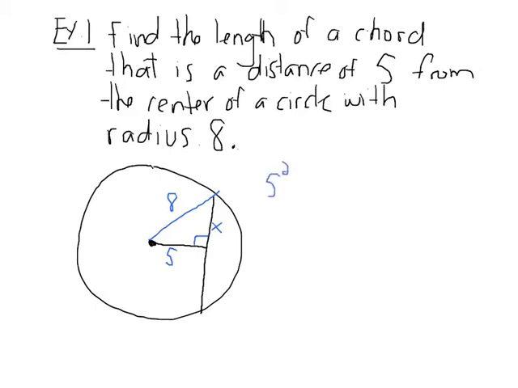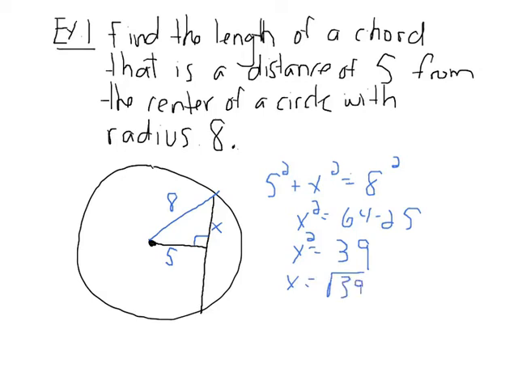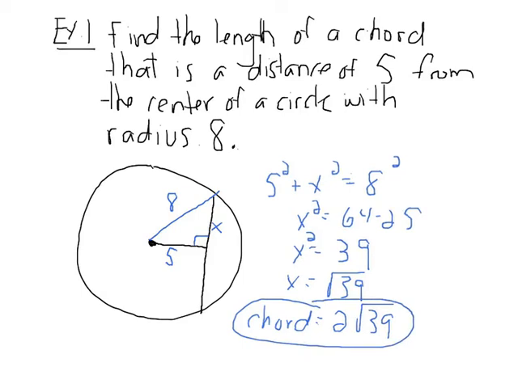Therefore, 5 squared plus x squared is equal to 8 squared. So x squared is going to be 64 minus 25, or 39. So x is going to be the positive square root of 39. So the length of the chord is going to be 2 times the square root of 39. Make sense?